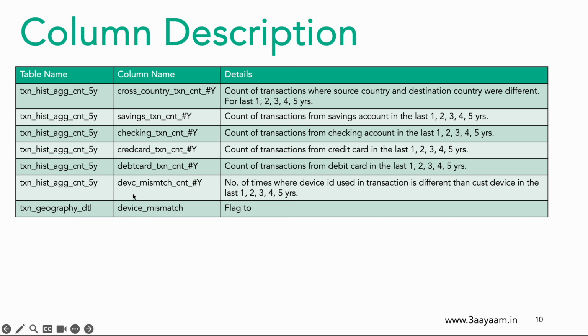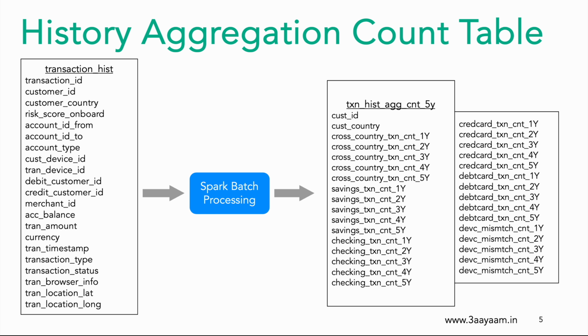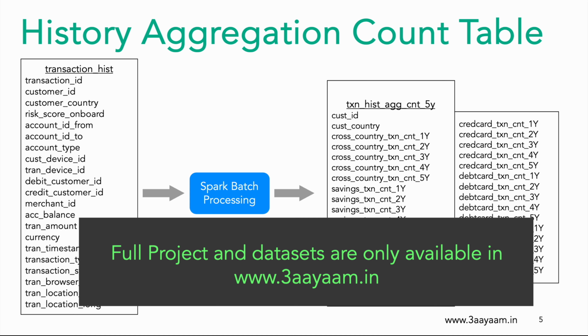There is one column called device mismatch count, and here you should store the number of times where the device ID used in the transaction is different from the customer device in the last 1, 2, 3, 4, 5 years, meaning that the customer device and the transaction device ID do not match. So this is the first table, which is the transaction history aggregation count 5 years table.